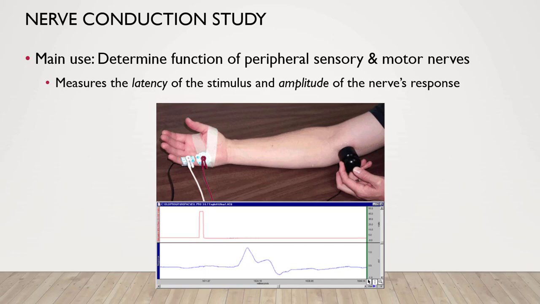A motor nerve conduction study is used to examine motor peripheral nerve function and to detect pathology along its path. The nerve is stimulated with an electrical current, and activity from the muscle innervated by the nerve is identified and recorded. Two primary measurements are obtained. First, latency, the time it takes for the impulse to travel to the target muscle, and two, amplitude, the magnitude of the nerve's response.